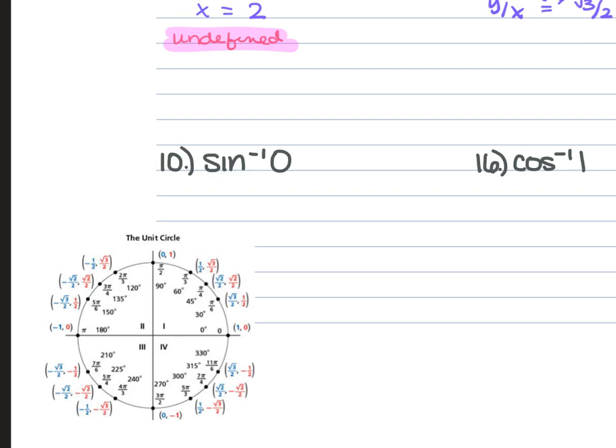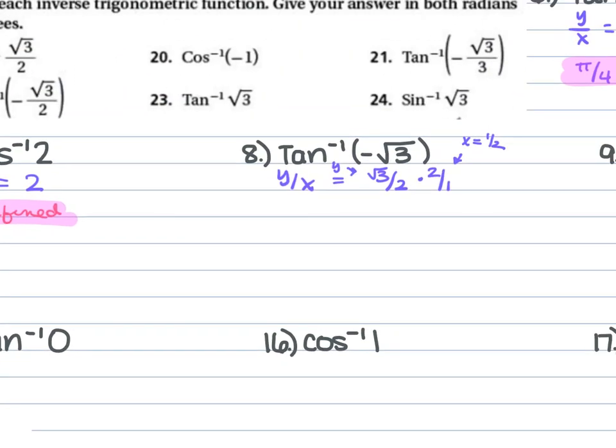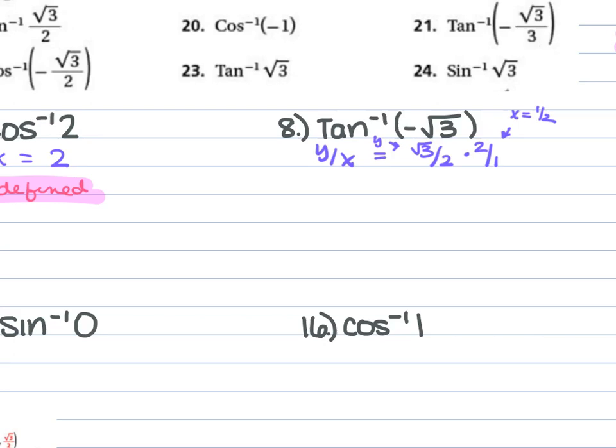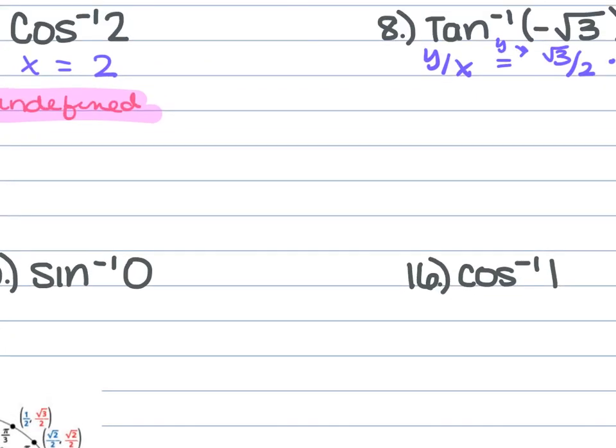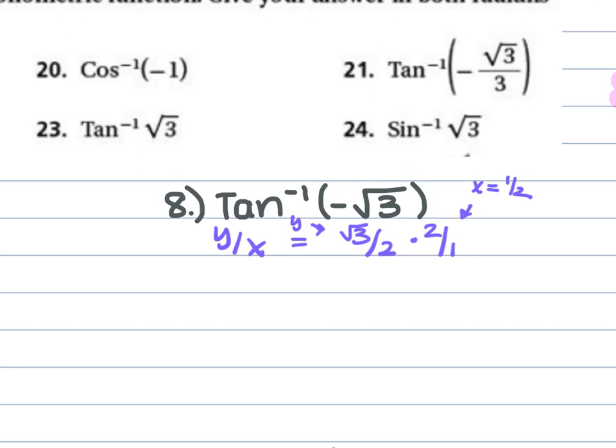So we have this, the pi over 3 and the 60 degrees. However, we are thinking negative here because that is a negative square root of 3, so you want one of these to be negative. The only one that could be negative would be that y value. So we're looking at this one here, the 5 pi over 3 and the 300 degrees.